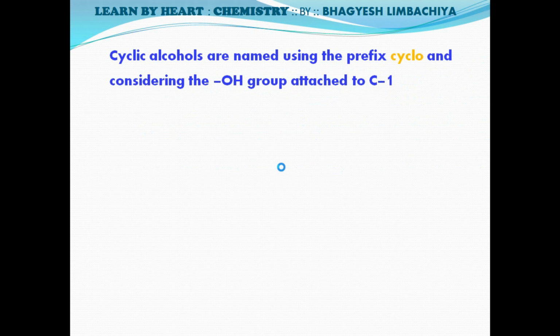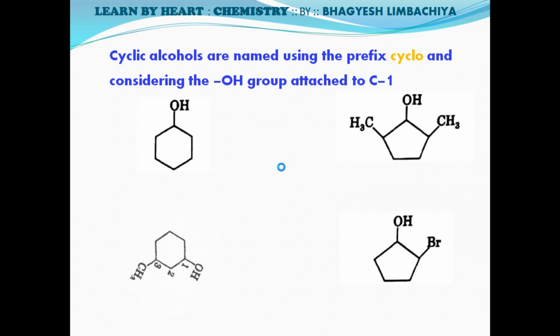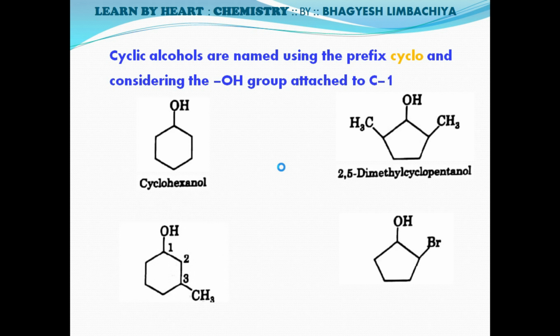cyclic alcohols are named using the prefix cyclo and considering the OH group attached to the carbon atom. So consider these 4 substances. First is cyclohexanol, second is 2,5-dimethyl cyclopentanol, third is 3-methyl cyclohexanol, and fourth is 2-bromocyclopentanol. Okay, and all are very easy.